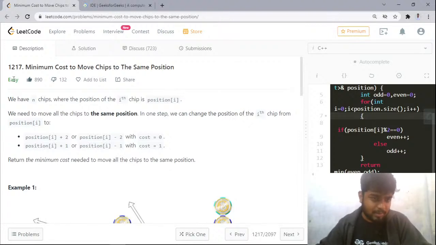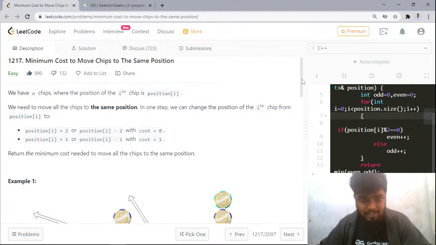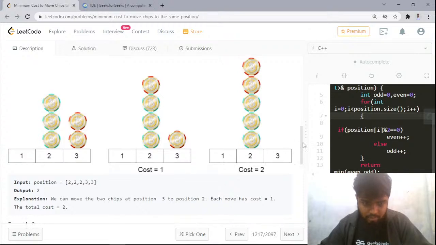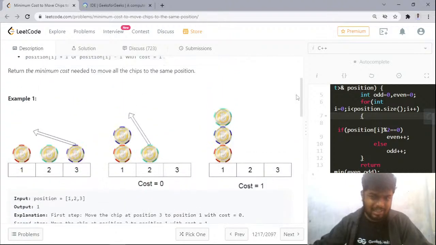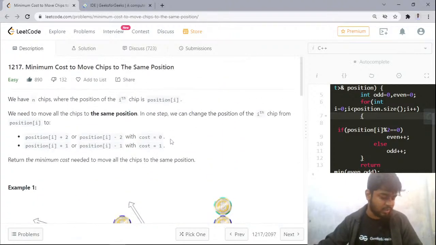So this problem is easy level and it has a lot of submissions. Let me check. So this problem is having around 1 lakh submissions, where 74,000 submissions are accepted. This was it about this problem, and I think it has been asked in several companies as well.